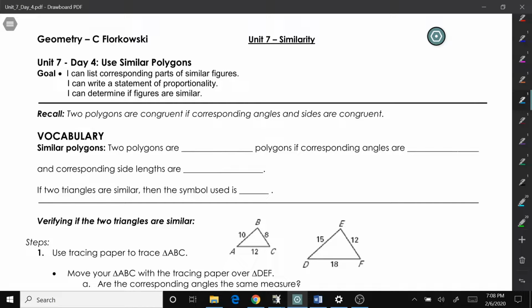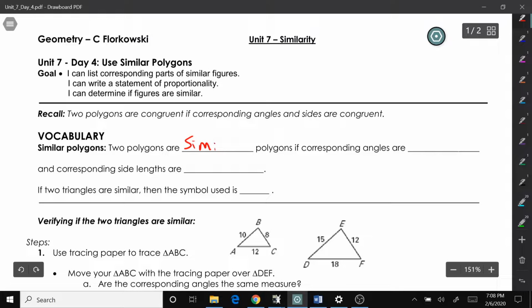Alright, so day 4, we're going to take the idea of similarity and size being proportional to the next level and talk about how we can apply that to some polygons. Now, just to recap, two polygons are similar if the corresponding angles are congruent and the corresponding side lengths are proportional.